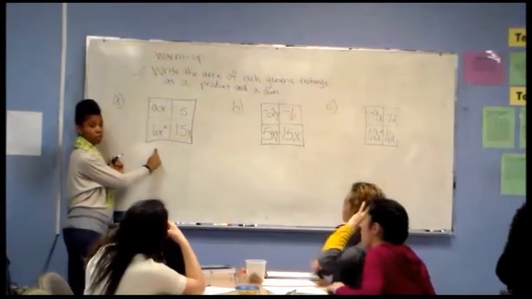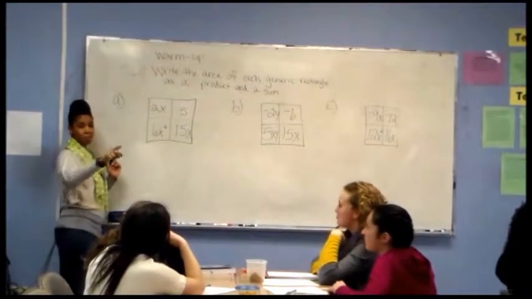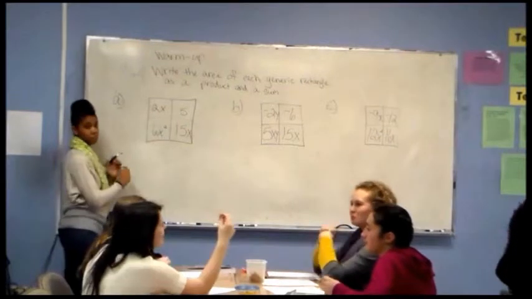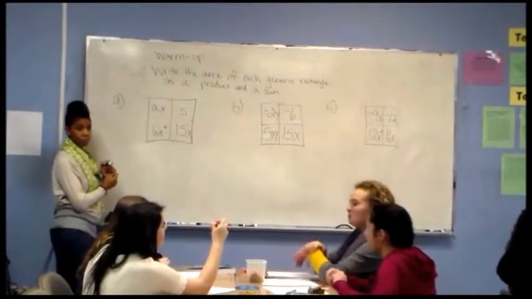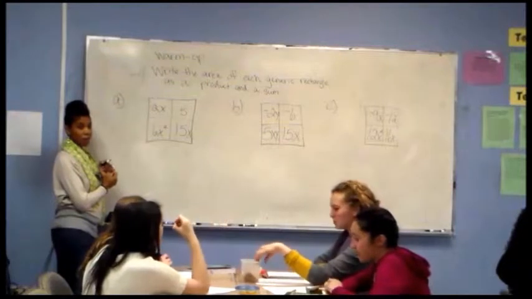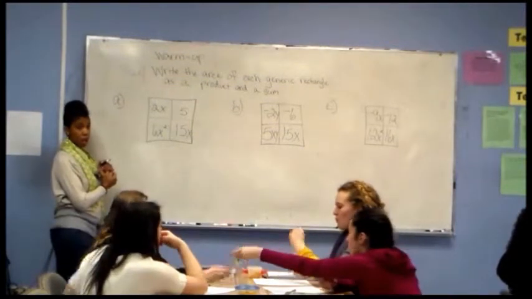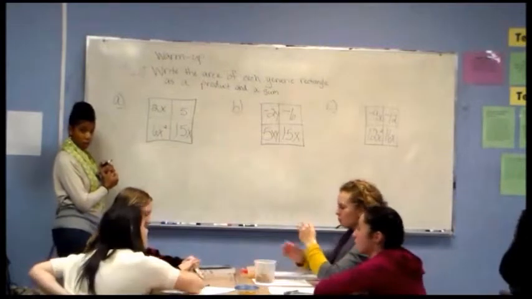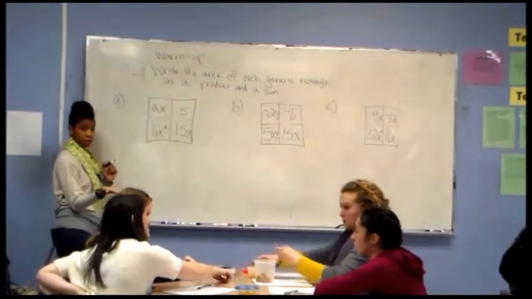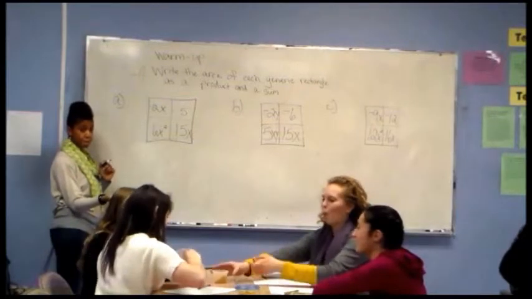Anyone? Yes, what's your name? Noah. Noah, hit it. To find the product, you must find the length and width. You find what multiplies to equal each box, and then it's like a puzzle. You have to plug in. It is like a puzzle. It has to work.